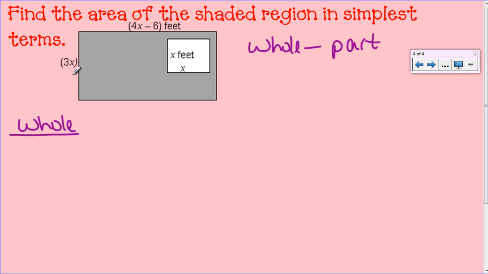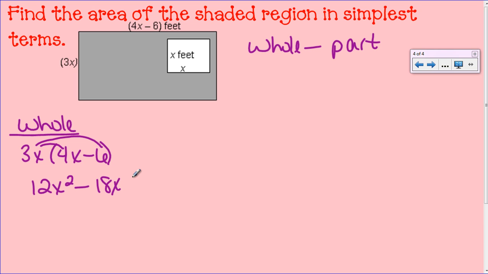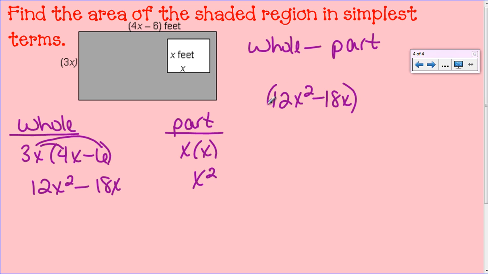The whole rectangle is 3x and 4x minus 6, so I have to multiply length times width. So this becomes 12x squared, and this becomes 18x. So there's your whole. Now let's do the part, which is the little square inside, which is going to be x times x, which we all know is x squared. And to figure out the shaded part, I just have to subtract them. So I have to do 12x squared minus 18x minus the x squared for the little part.